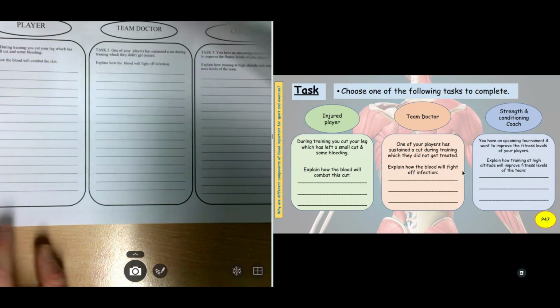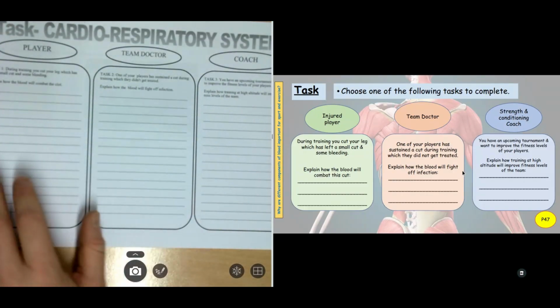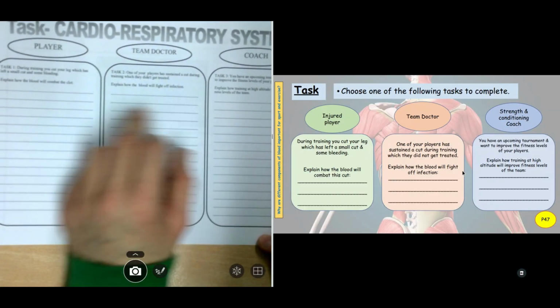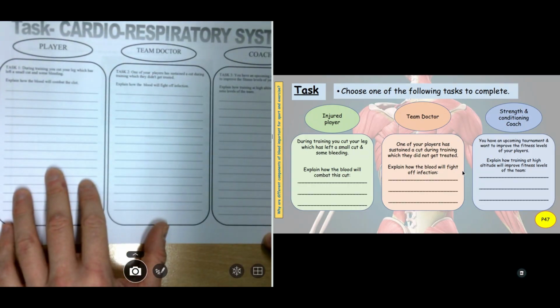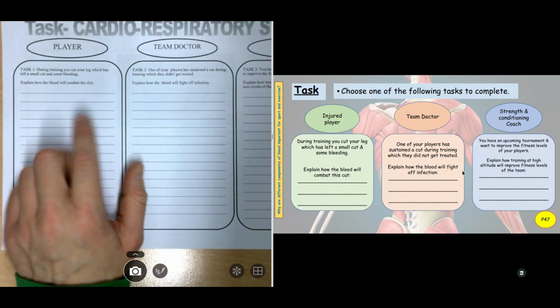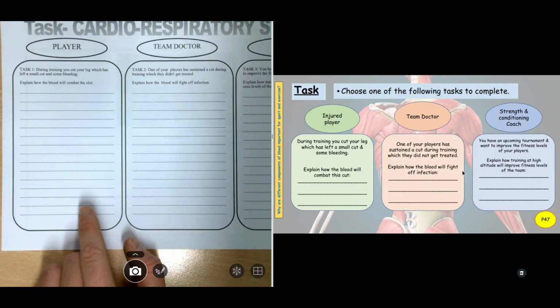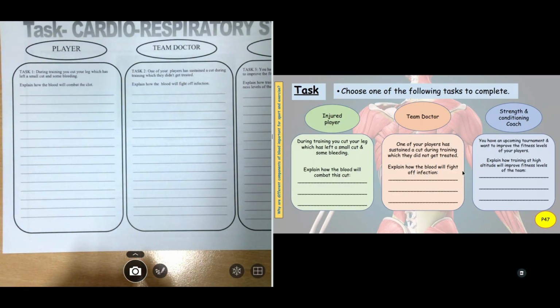So moving on to your task, we're finishing off with just a task and an exam question. The task, you've got 3 different scenarios. You can obviously choose one to complete, or you can complete all of them. Your job is to, for the first one, during training, you cut your leg, which has left a small cut and some bleeding. Explain how the blood will combat the clot.